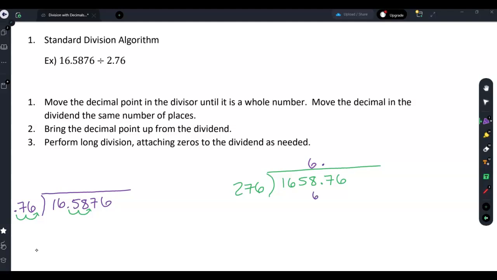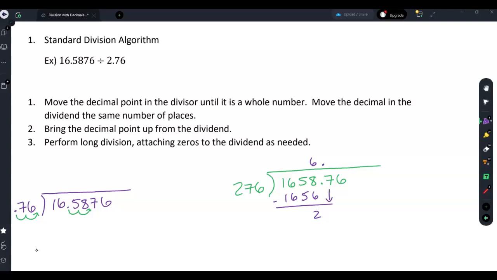6 times 6 is 36. 6 times 7 is 42, plus 3 would be 45. 6 times 2 is 12, plus 4 is 16. And that's not bigger than what I had, than 1658, so I know I didn't pick too big. And when I subtract, what I'm left with is 2, which 276 does not go into. So that's how I know that I picked correctly. And this so far is 6.